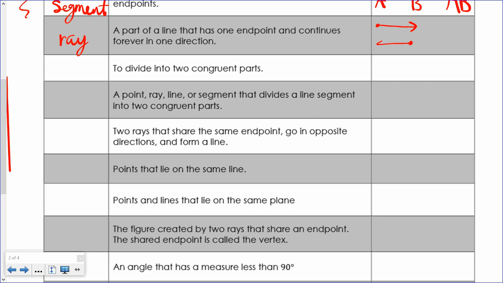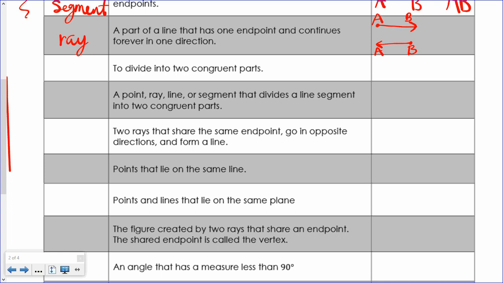I'm going to draw two of them, one going to the right, one going to the left, because the way that we name rays is a little bit tricky. And then I'm going to call this one AB, and I'm also going to call this one AB. But do you think I'm going to name them the same way?